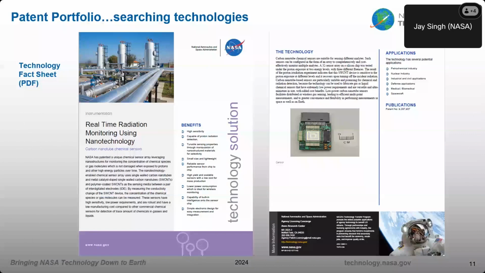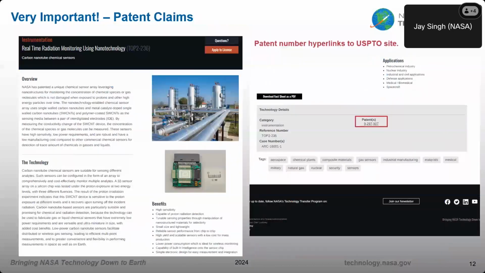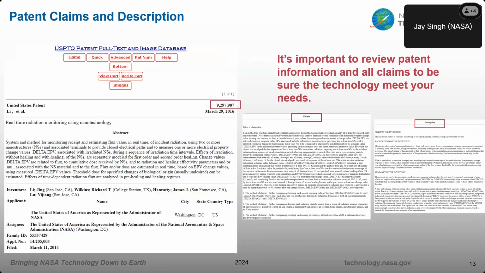And so it's very important, if the technology has a patent granted already, to click on the patent link and read the patent. Just make sure that the numbers match up with the patent number that you clicked on. And it's very important to review the patent claims and the description of the technology, because that's what you're basically going to be licensing. So you've got to make sure that the technology meets the needs that you have.